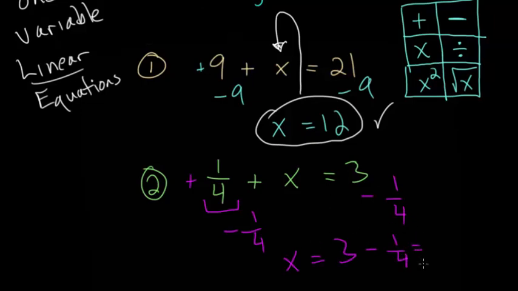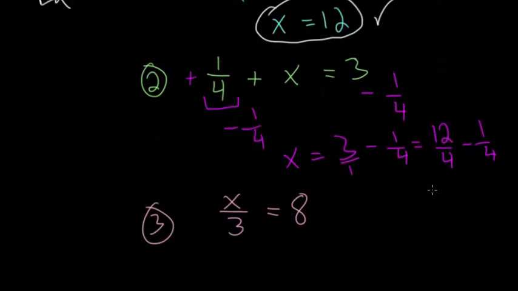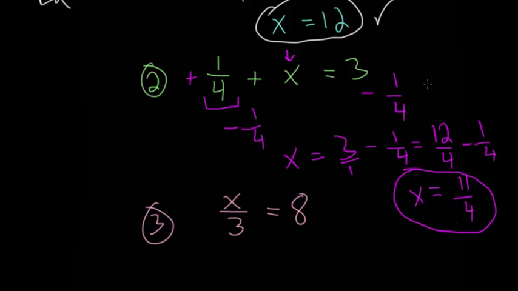And you can put this straight into the calculator, or we can find a common denominator. Saying this is 3 over 1, I'll multiply the top and bottom by 4. So we get 12 over 4 minus 1/4. And now that they have the same denominator, we can actually subtract. 12/4 minus 1/4 would just be 11/4. So in this case, x is 11 divided by 4. And if you plug that in, you'd have 1/4 plus 11/4, which we know is 12/4. And 12/4 simplifies to 3. So that's how we know that this is for sure the correct answer.